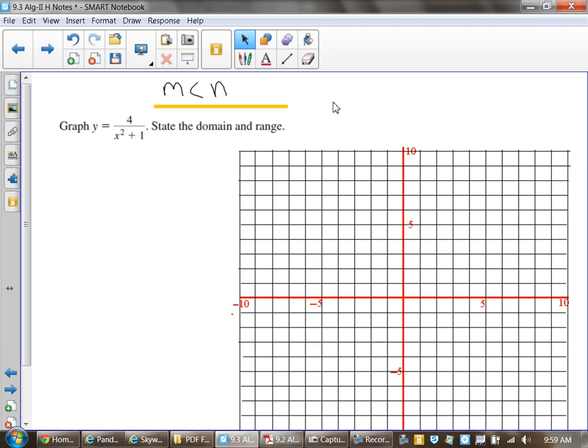So we have 4 over x squared plus 1. Do we have an x-intercept here? No, there's no x-intercept. And why is that? Because there's no x in the numerator. Good. Vertical asymptote: square root of -1. Can I graph that? So is there any vertical asymptote? There's no real asymptotes here, so there's none.